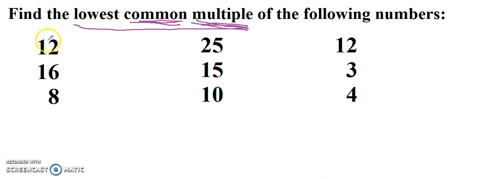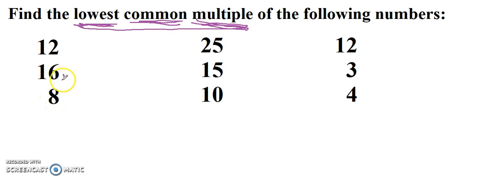In other words, 12 will be a factor of whatever multiple is common. 16 will also be a factor of whatever multiple is common, and so will 8. And we're looking for the lowest common multiple. So we're going to multiply these until we find the lowest number that each of these numbers will go into.